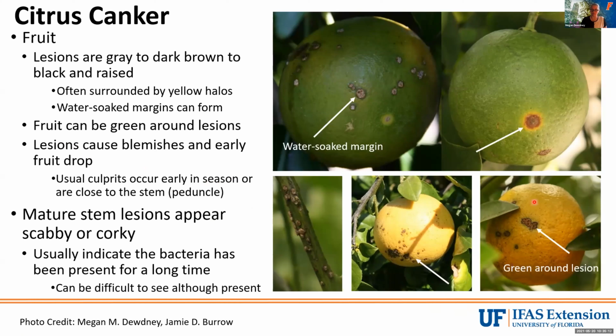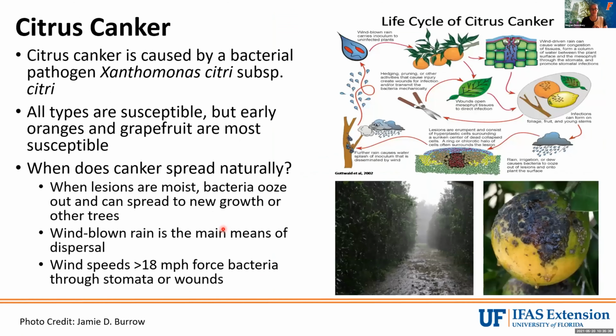The lesions are usually up, if the fruit's heavily infected or the lesions are up near the peduncle where they attach to the tree. We also get stem lesions, and these are what really perpetuate the disease within the trees. They look a lot like the fruit lesions, and they usually indicate that the bacteria has been present for a long time on this tree, but they can be very difficult to spot. They can be very subtle. So canker is caused by Xanthomonas citri, subspecies citri, a bacterial disease, as I mentioned.